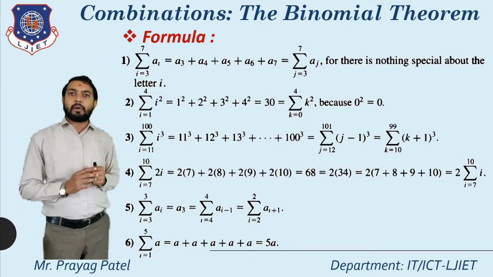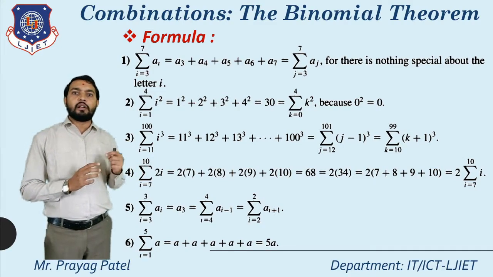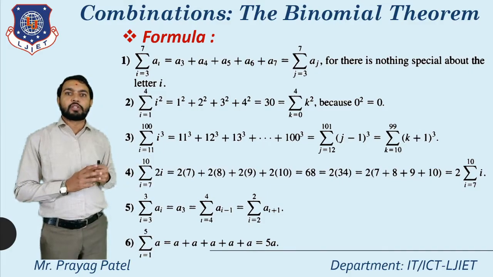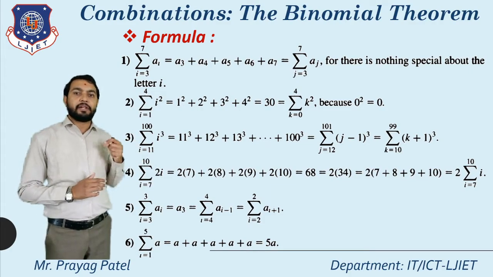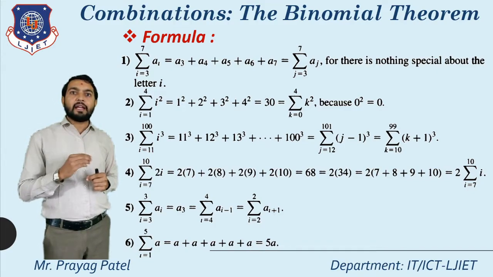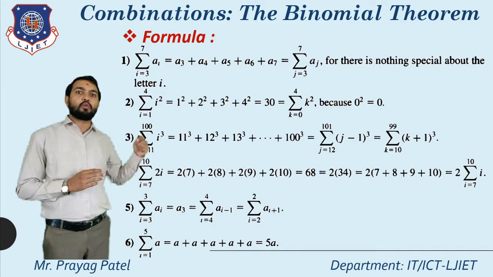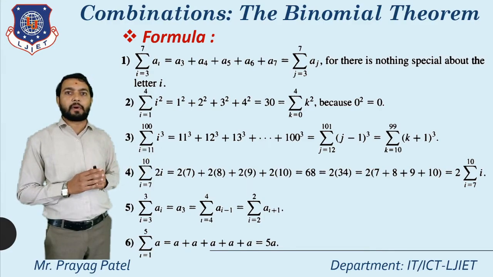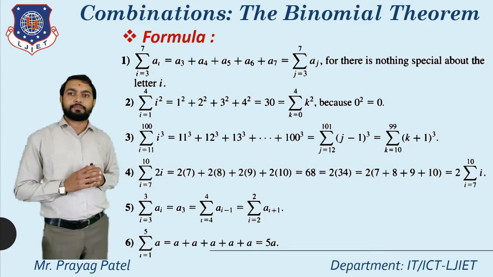So our formula is sigma j equal to 12 to 101 of (j minus 1) cube, because here we changed the limit. Same way, if we decrease the limit from 10 to 99, so k equal to 10 to 99, then our inner part is (k plus 1) cube.